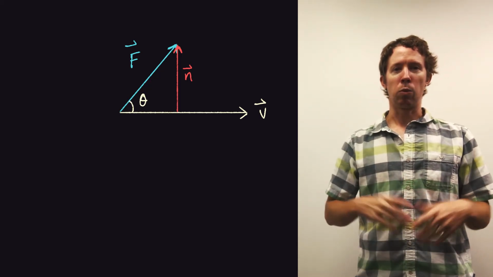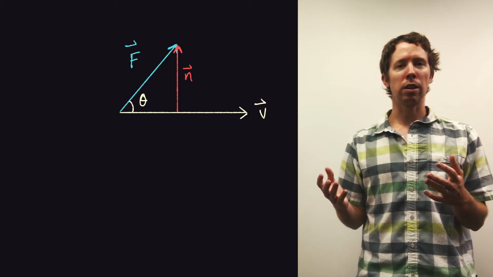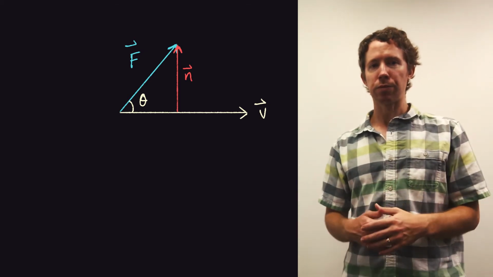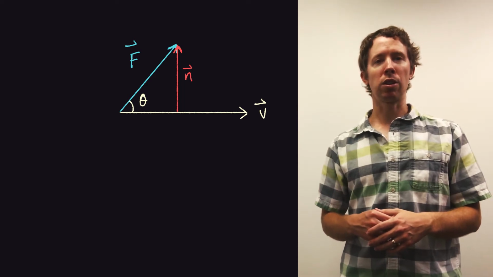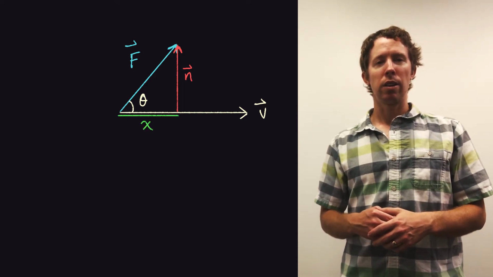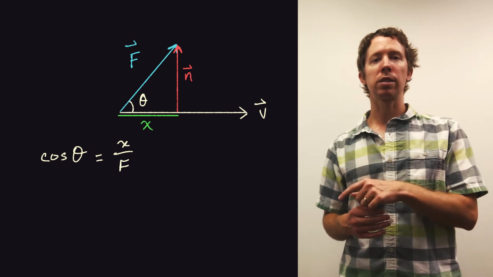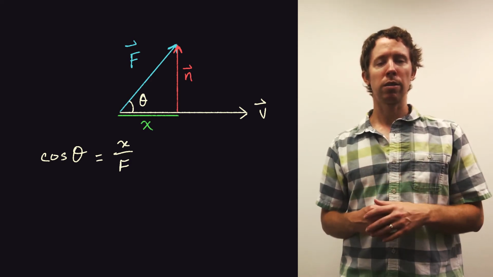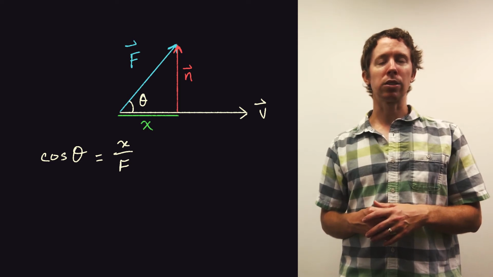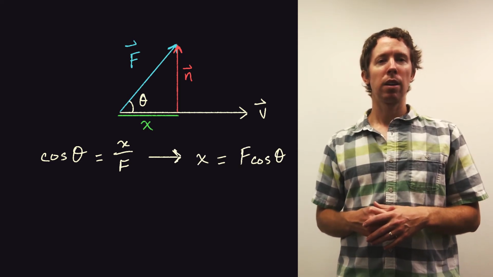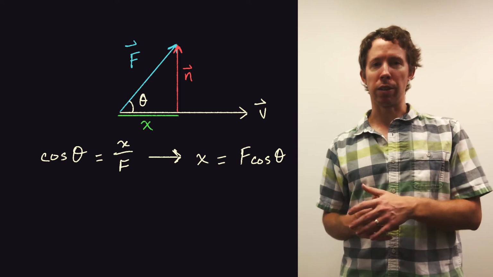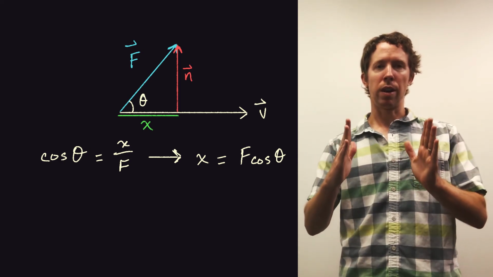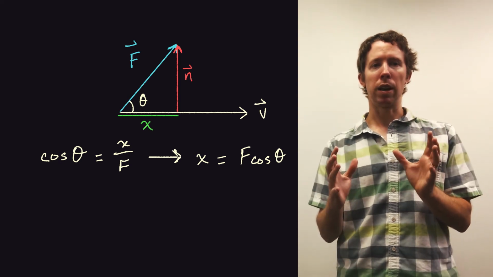Then we're basically just looking at the base of a triangle here. So we want to get the length of that base, and if I just call the base x, then I know that cosine theta is equal to x divided by the length of F, the length of that force vector. So to get x, just multiply both sides by F, and it's equal to F times cosine theta. That's the length of that projected vector, that P vector.